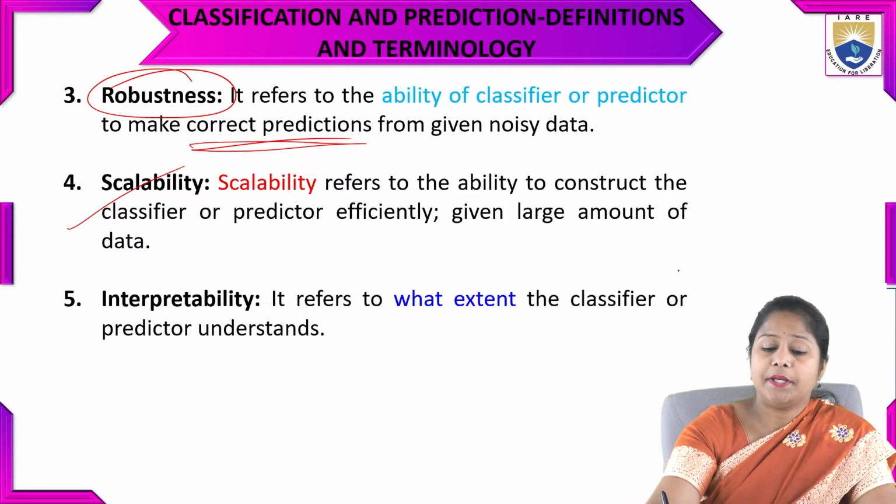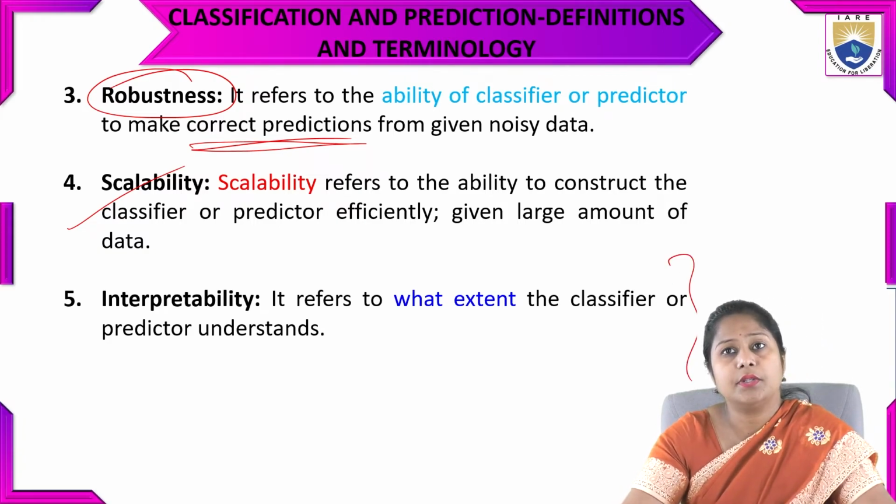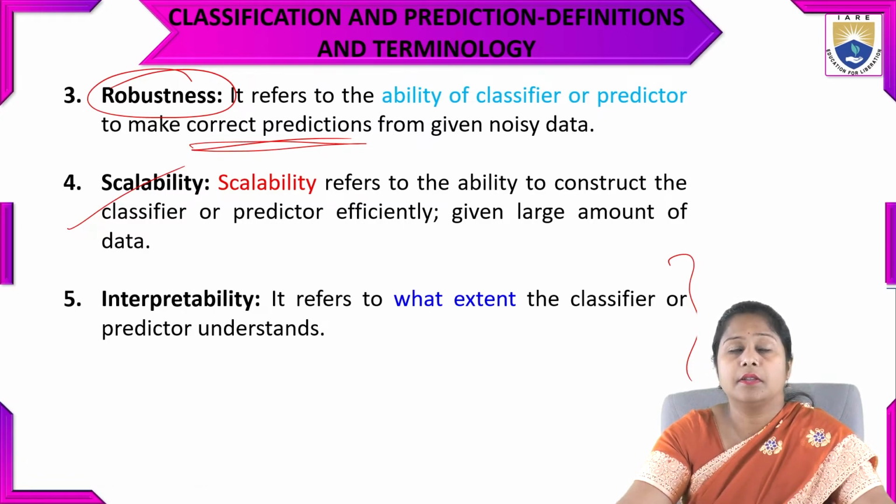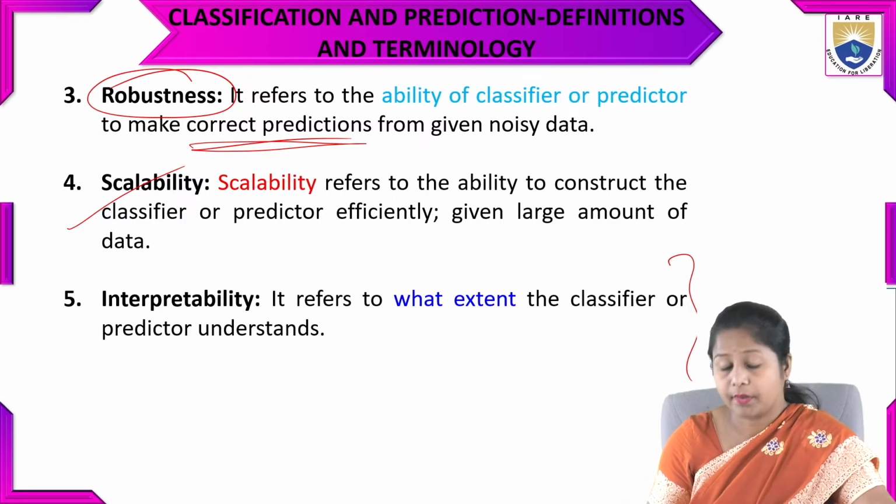Interpretability. It refers to the extent to which the classifier and predictor can be understood. So these are the five criteria on the basis of which we are going to classify. We are going to tell whether the classifier is good, whether the predictor is good.